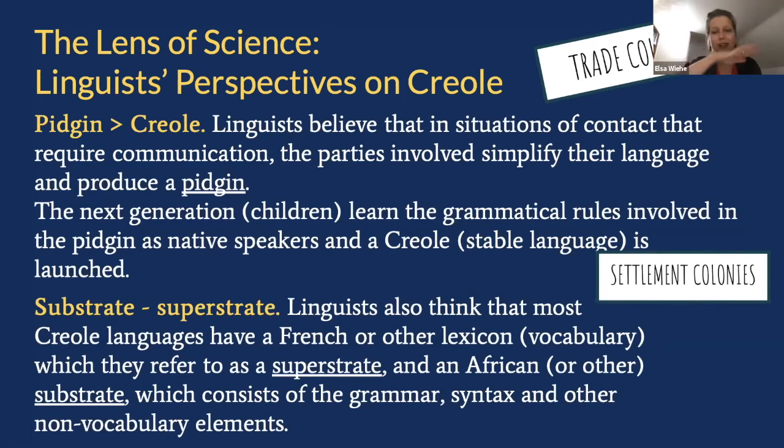So linguists theorize that most Creole languages have an African or other lexicon, which they refer to as the superstrate, or they also call it the acrolect, and an African or other substrate, which they also call a basilect. And the substrate consists of everything non-vocabulary related. So grammar, syntax, and non-vocabulary elements, intonation, and so on.